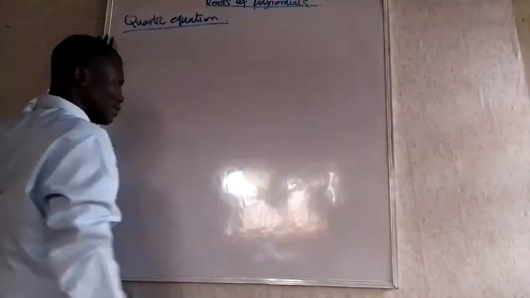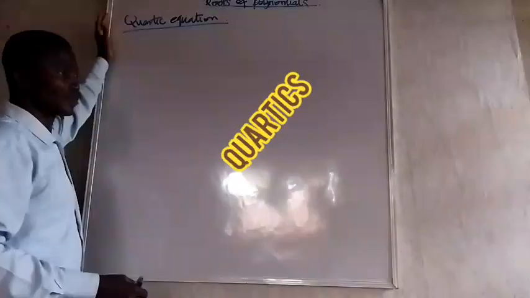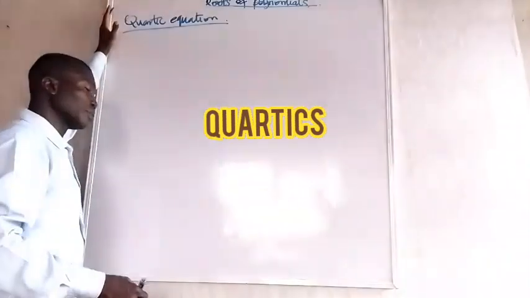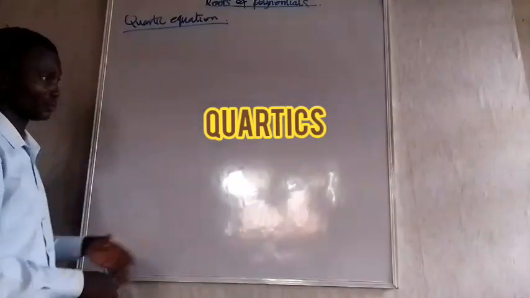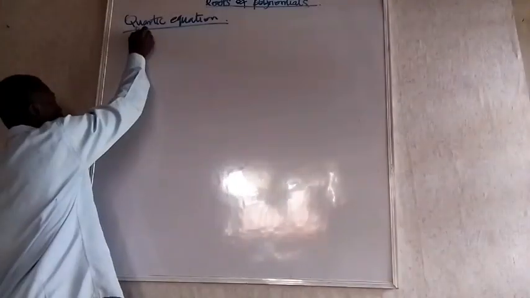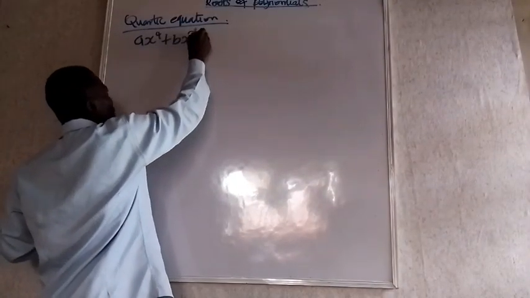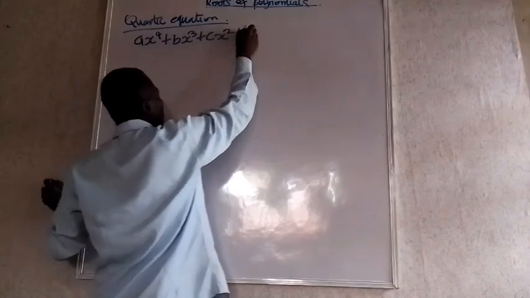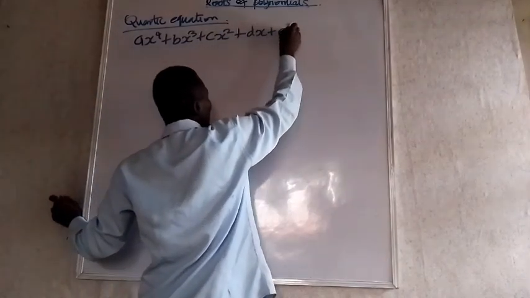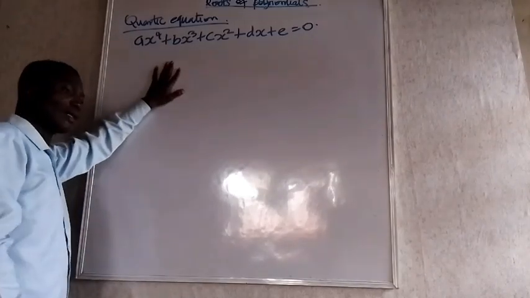Now let's talk about quartic. In a quartic, the highest power is 4, and we have 4 roots. You might have equal roots, but the roots are 4. Hence, you have something like this: ax raised to the power 4 plus bx cubed plus cx squared plus dx plus e equals 0. But the highest power is 4.